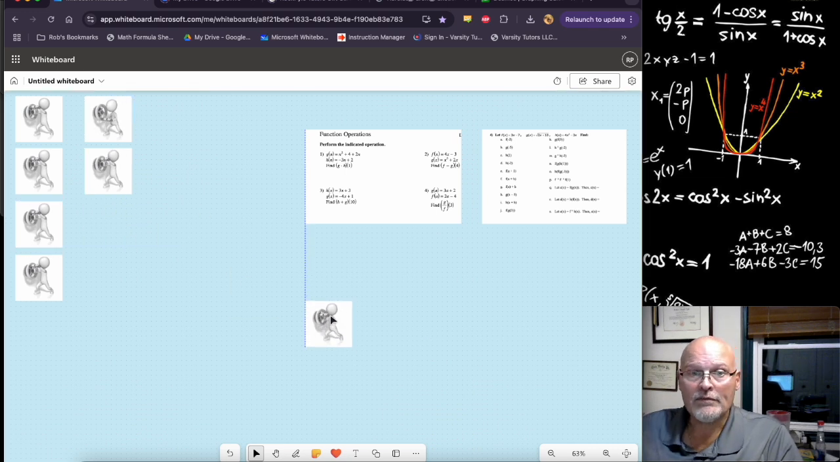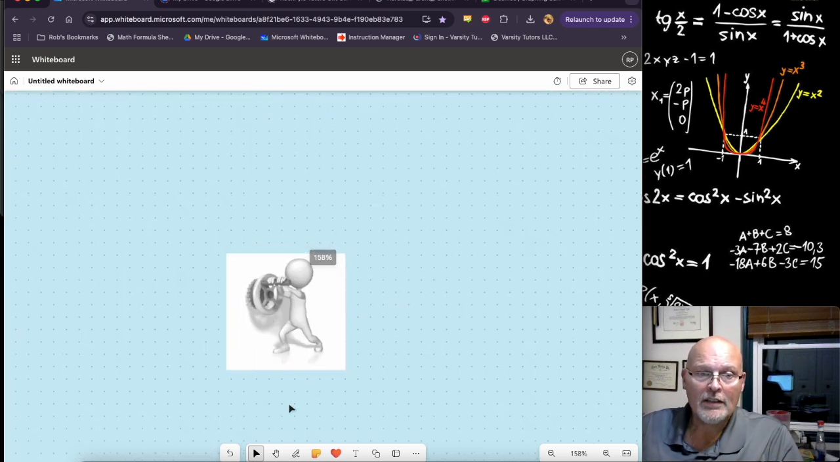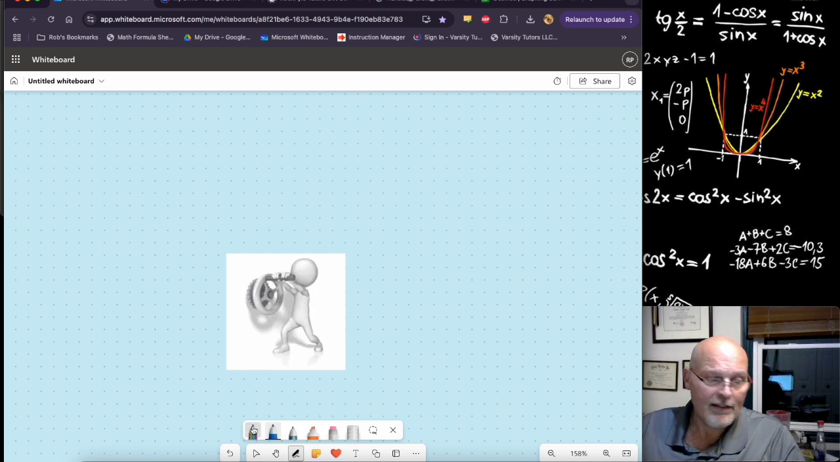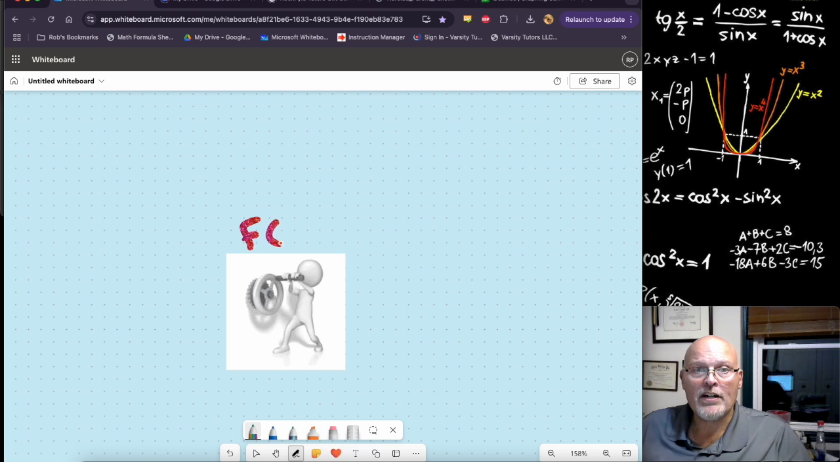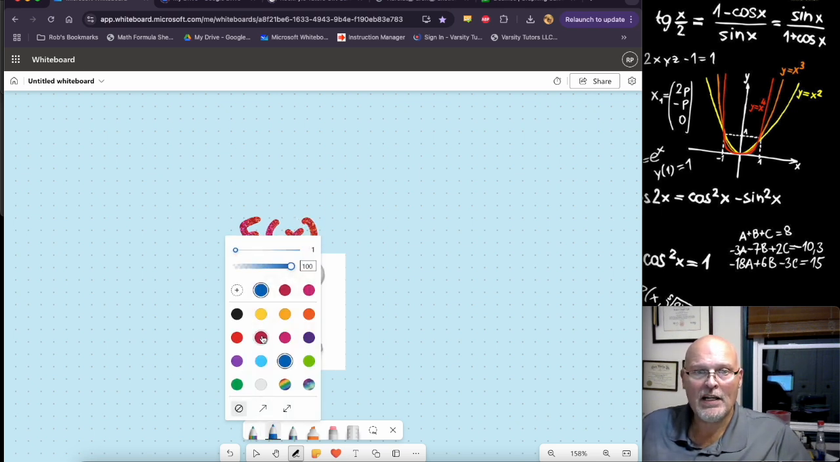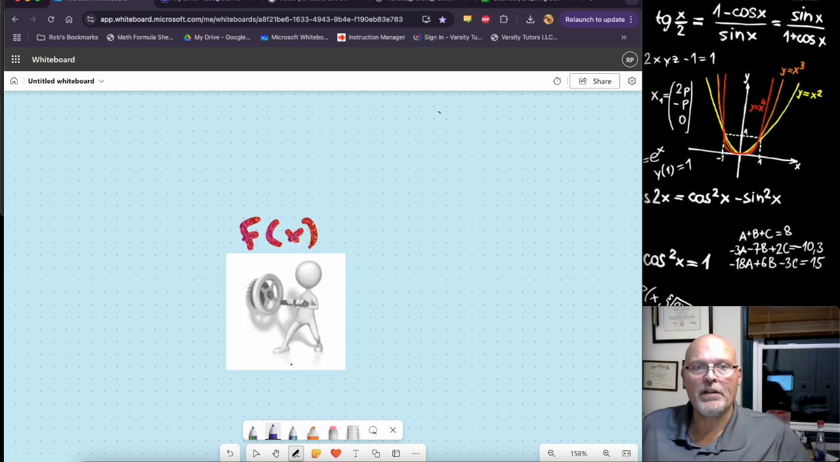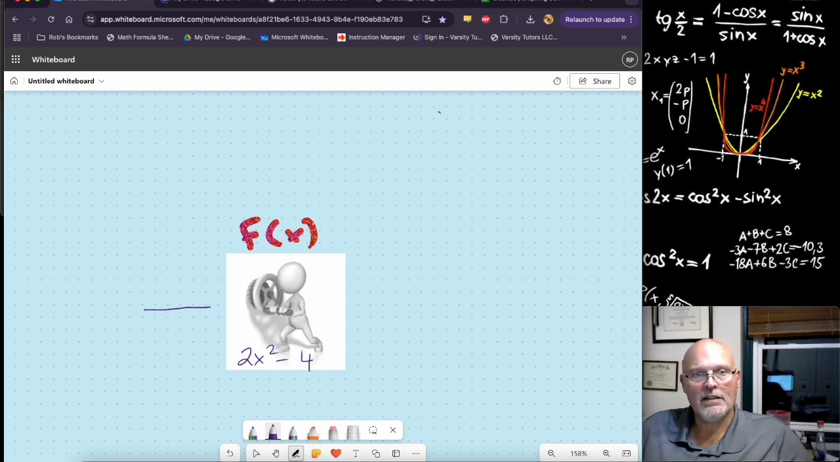So a function, zoom in on this little guy here, this is what we're going to have as f of x. So a function is basically a guy with a very boring job, and f of x, all he does every day is whatever input he gets, he does something to it. So in this case, we're going to say 2x squared minus 4 is his job. And all he does is he takes an input, which we're going to call x, and he creates an output that we're going to call y.